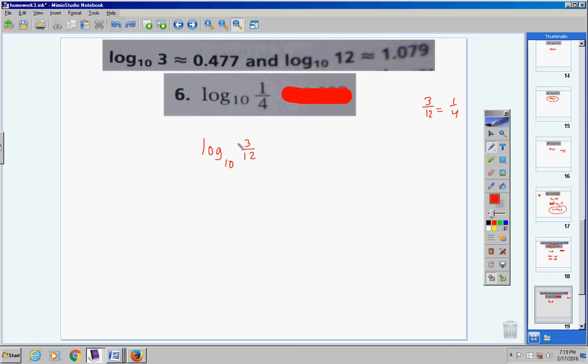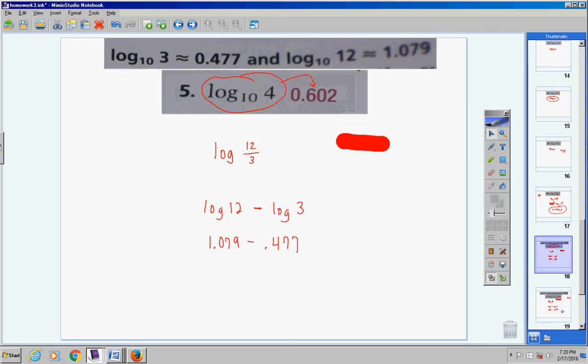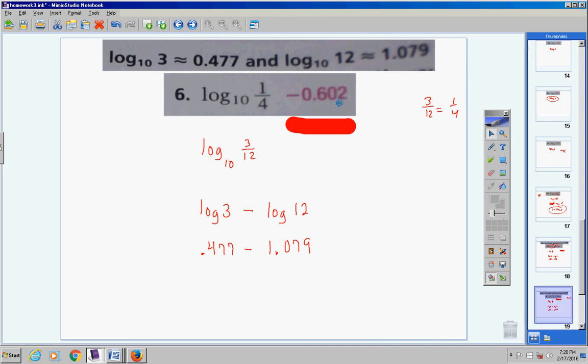Now, I'm dividing two things in my argument, so I'm going to write two logarithms. The 3 will go here. The 12 will go here. They're dividing, so I'll put a subtraction sign. And now, logarithm of 3 equals 0.477 minus logarithm of 12 is 1.079. Subtract those two numbers and you will get negative 0.602. And by the way, if you want to check my work, type this into your calculator and you will get negative 0.602.